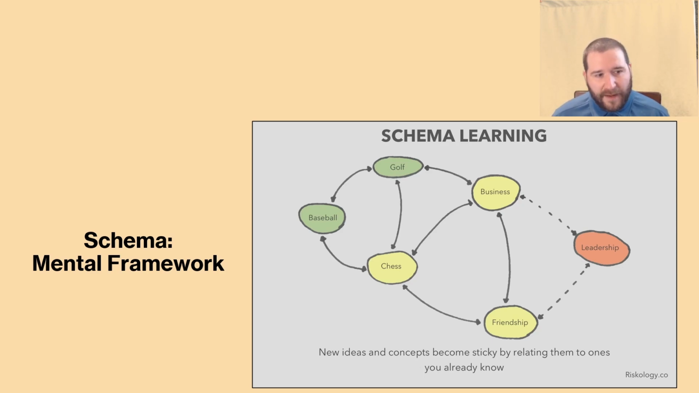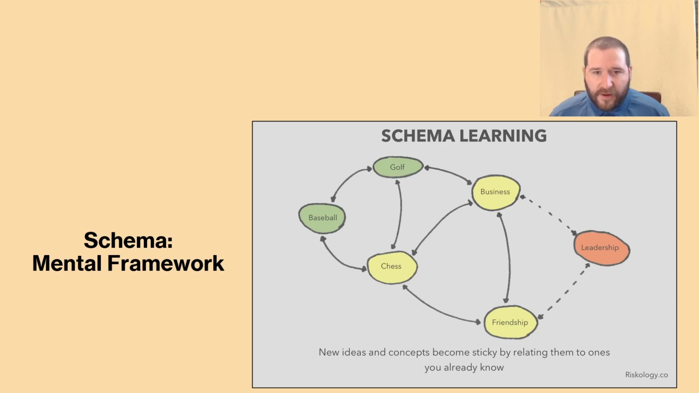So the idea that everyone has their own mental framework that we're fitting these ideas into is the concept of schema. And this is another important one for cognitive load, because everyone has a different long-term memory. Everyone has a different memory that they're fitting ideas into, a different schema, right? Where you can see in this picture, they're connecting leadership to business and friendship, which is connected to chess, right? Which is connected to golf and baseball.